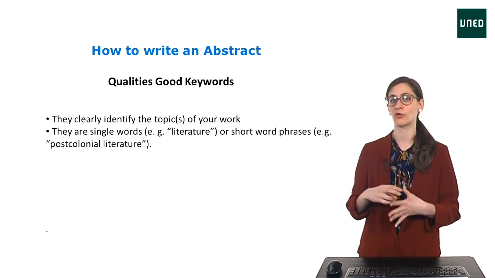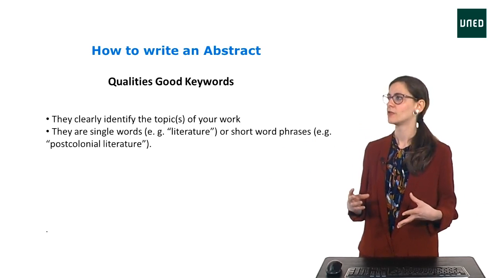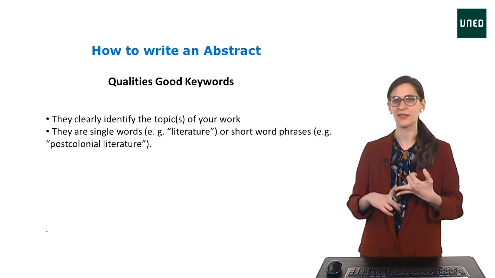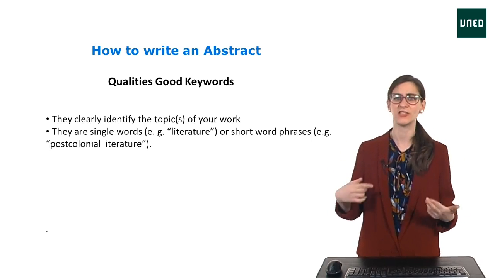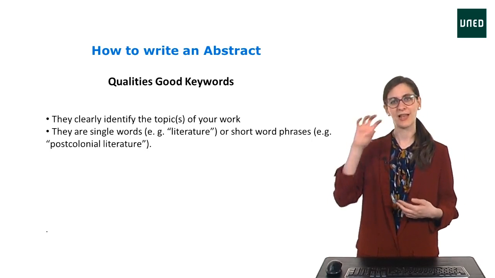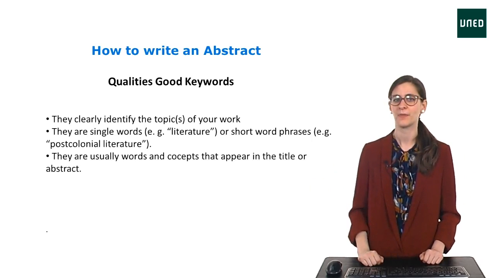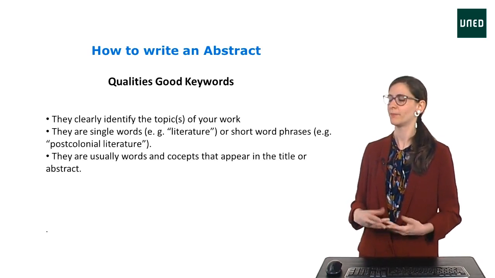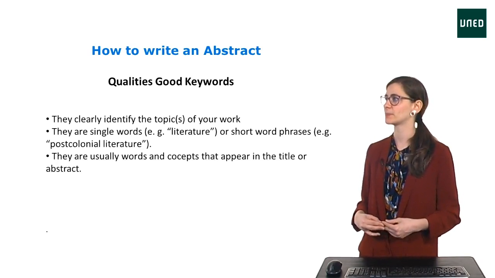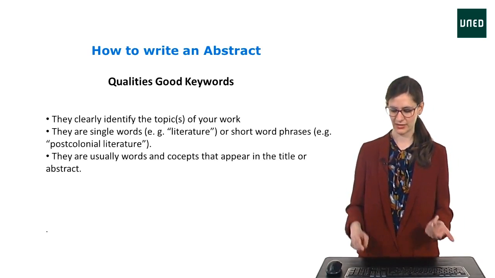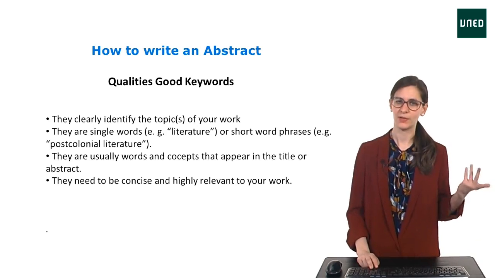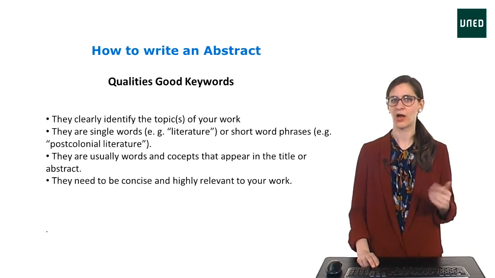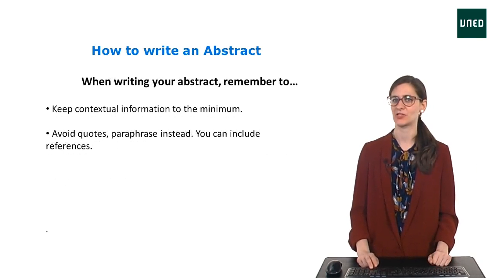And remember that the keywords are going to label your work, your paper, and they are going to be used by the reader, by the editors, and also by search and research engines to classify and categorize your work, okay? So basically, when we write the keywords, we have to bear in mind that they are usually words and concepts that appear in the title or in the abstract itself, and they need to be concise and highly relevant to your work. We'll see more about the keywords when we analyze some examples, okay?